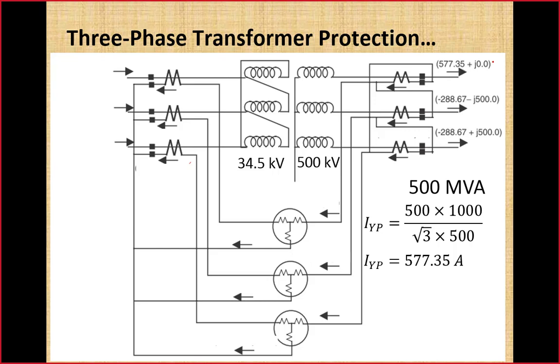There is angle 0 with this one, angle minus 120 degree. We can write this current as well here, 577.35 with an angle of minus 120 degree. Similarly, here we can label this current as 577.35 angle 120 degree. This is leading with respect to the first phase and lagging behind the second phase.